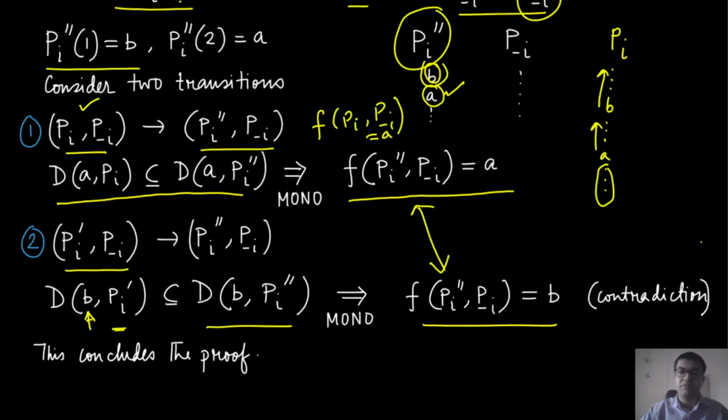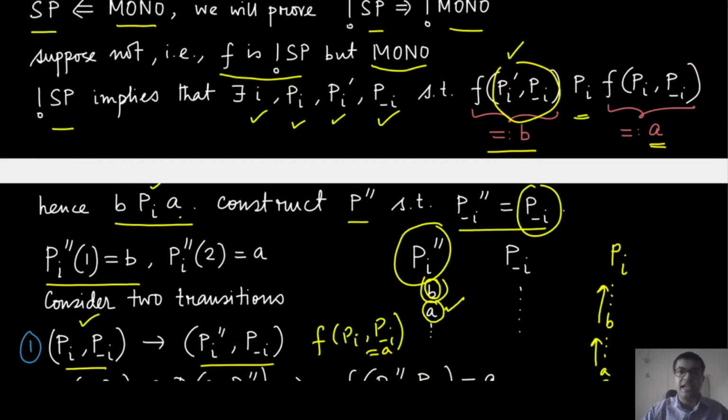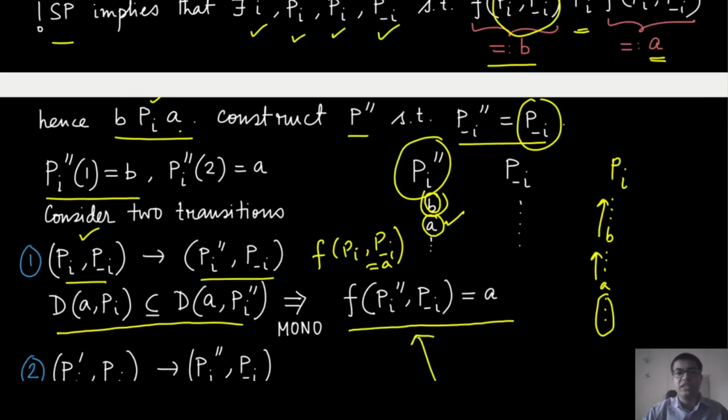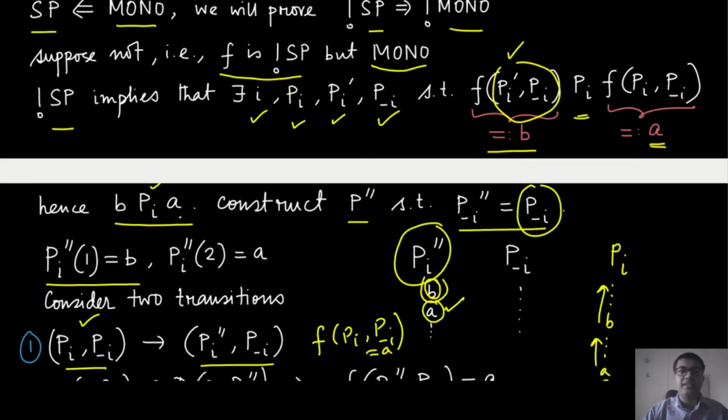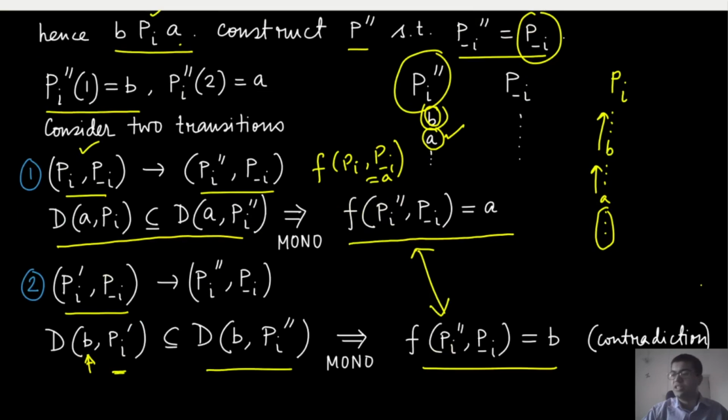By this assumption that this is not strategy proof, we can actually end up in a situation where it is not monotone either, because if it is monotone, then we end up in this kind of a contradiction. So that essentially proves the reverse direction as well.